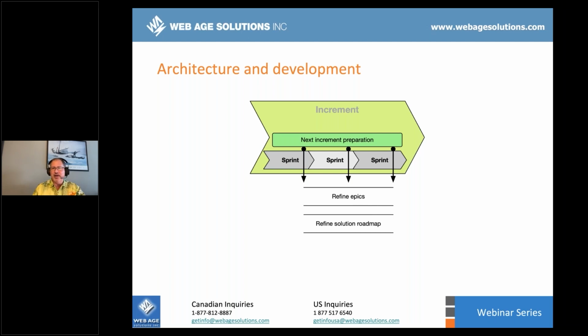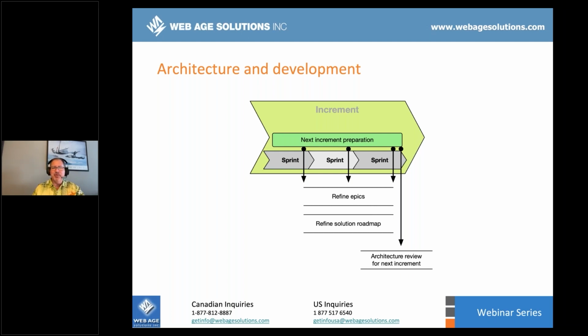We're going to be refining our definition of kind of what the product is supposed to do, that's epics. We're going to be refining that solution roadmap, kind of the path that we get there. And we're also going to be transferring our baselining, our architectural understanding of the solution for the next increment. And so a recommended practice is an architecture review at the end of an increment in preparation for the next.